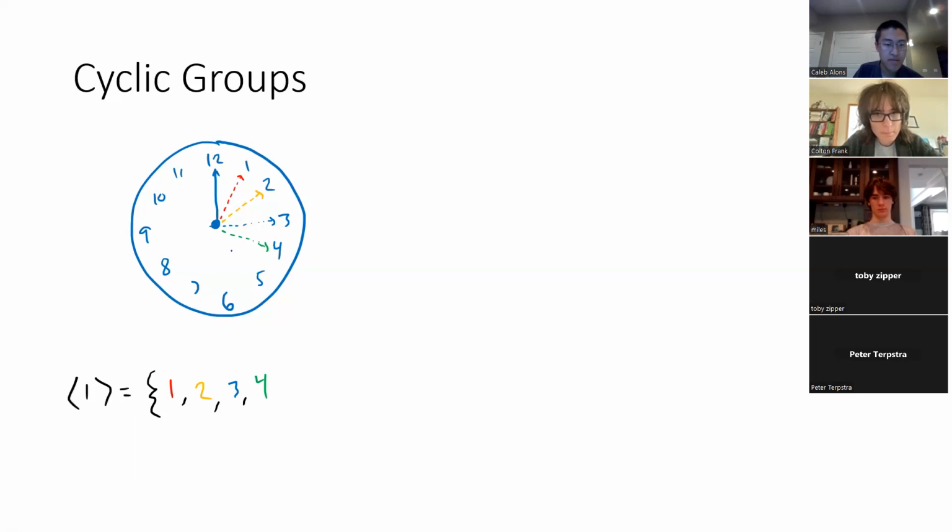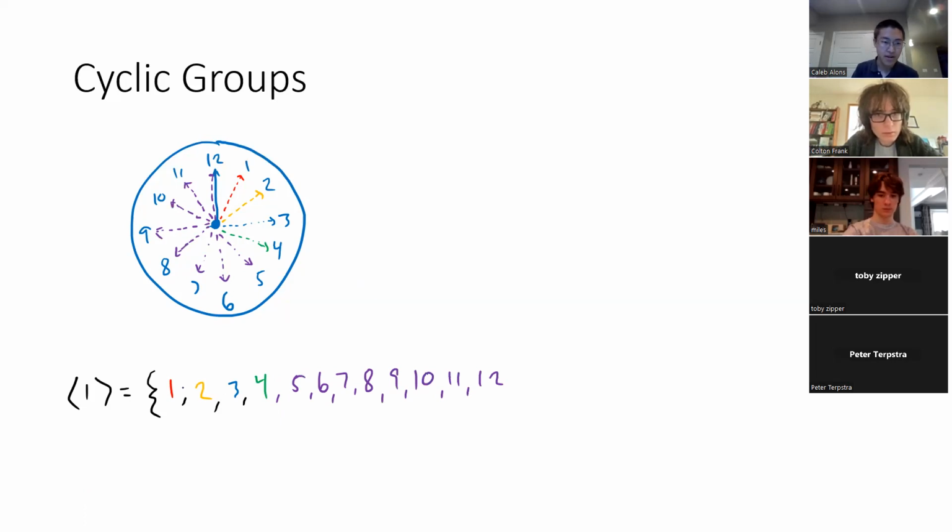And I'll do this in a different color. So eventually, if we keep adding and adding 1 hour at a time, we collect all of the elements on the clock. So here's the real question. So if I go from 5, 6, 7, 8, 9, 10, 11, 12, what happens after I add an hour to 12?